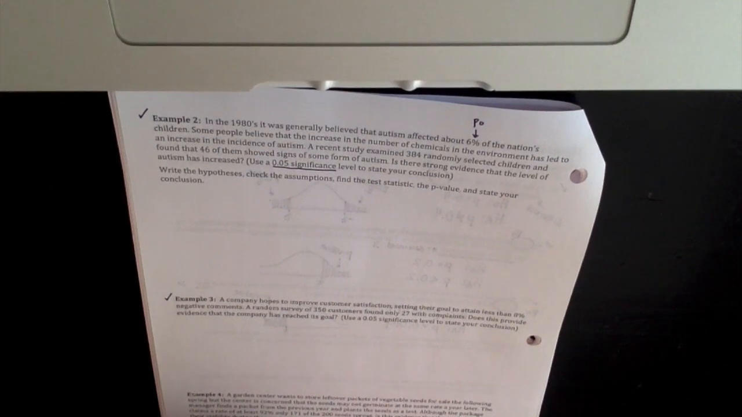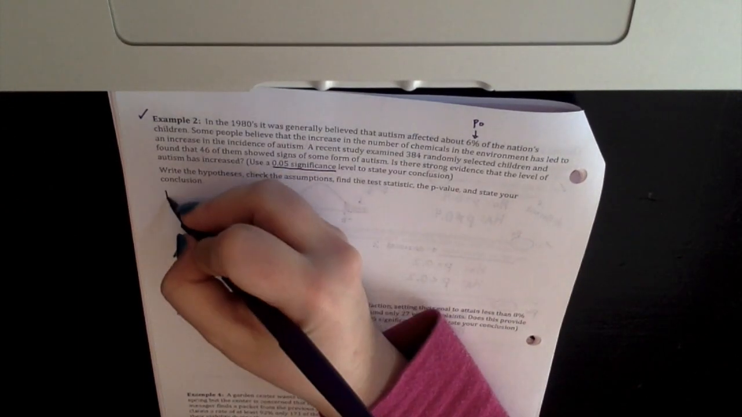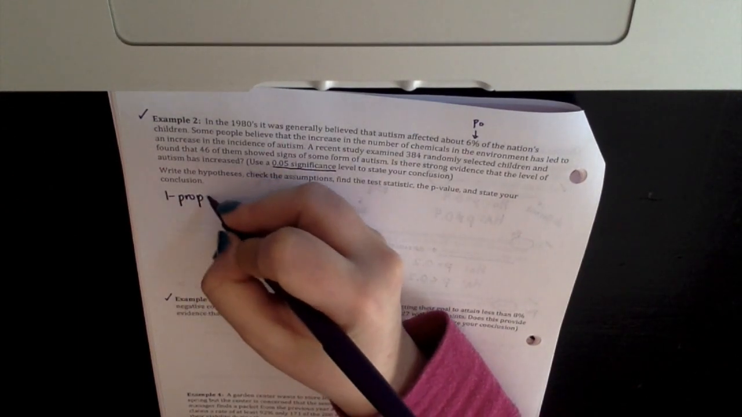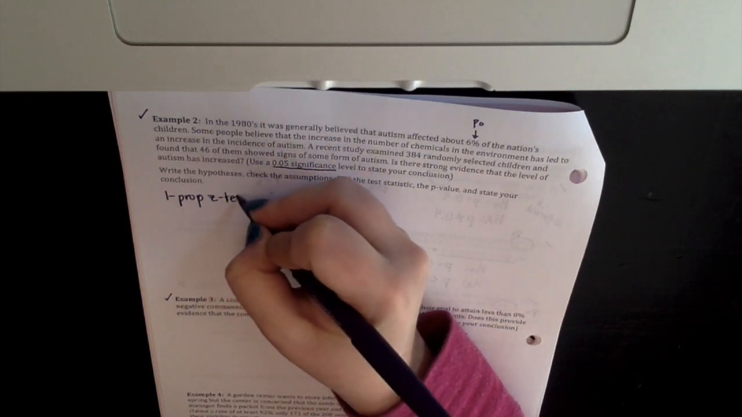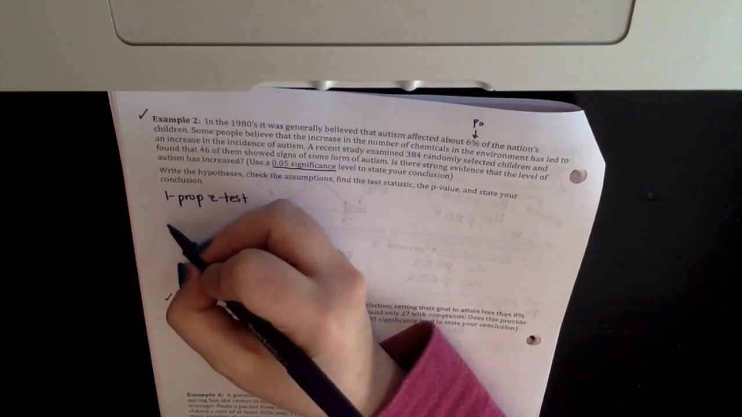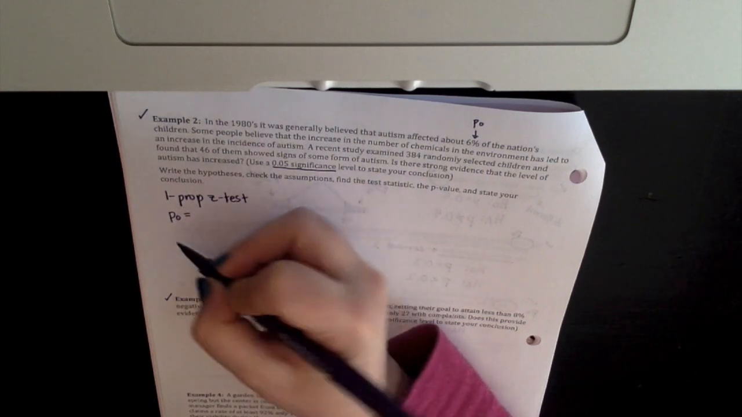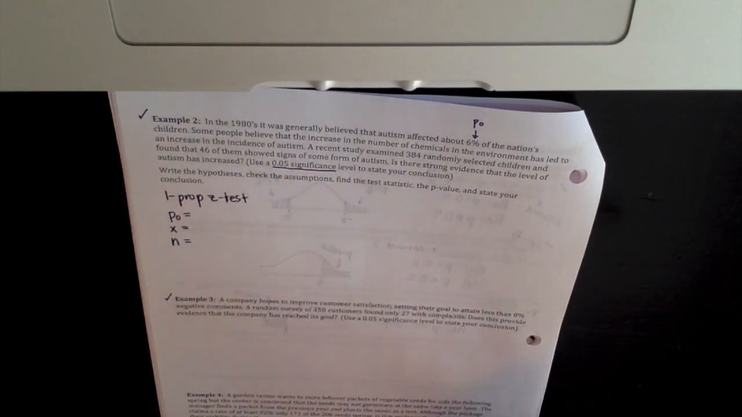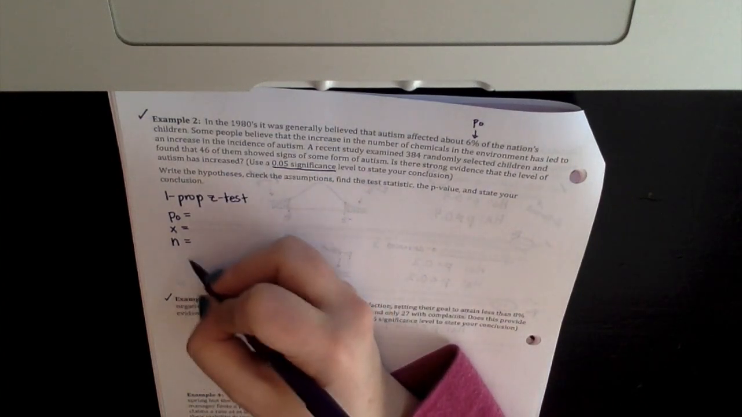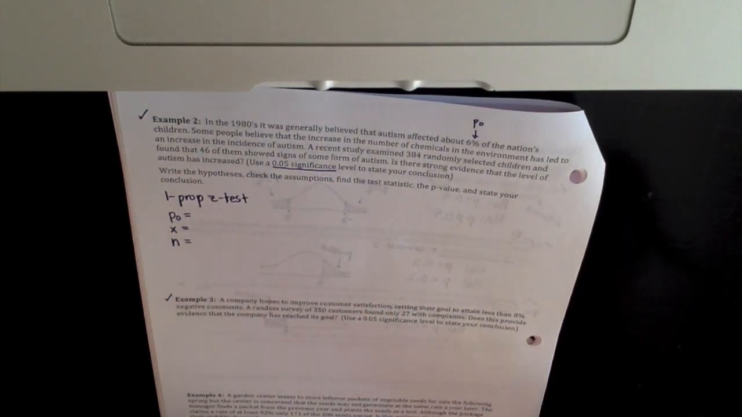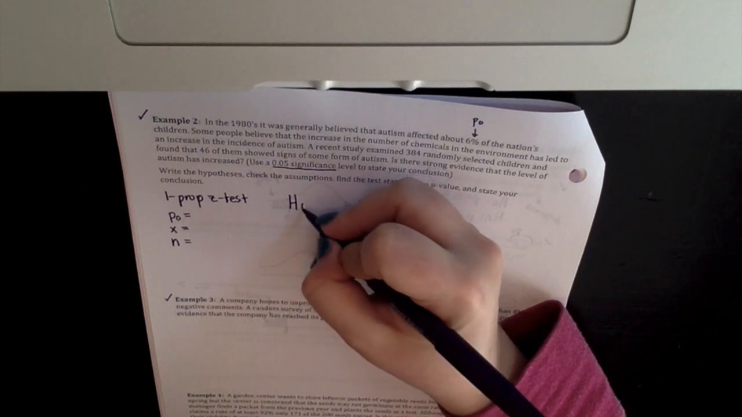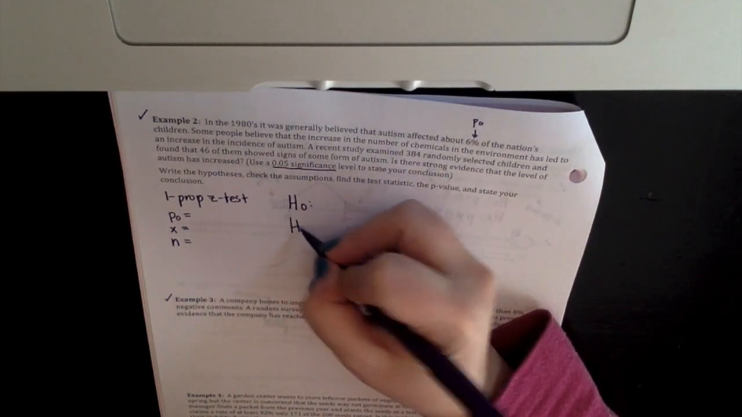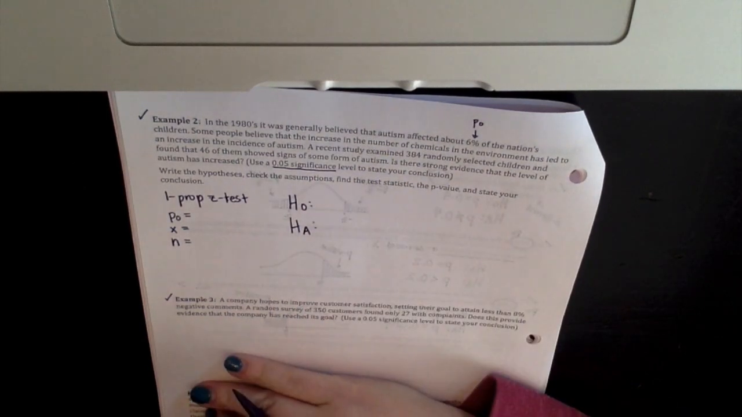So remember, if you go back to the notes, the 1 prop Z test requires the following information. We need to know the population proportion, the number of people who said yes, the number of people surveyed, and then below we'll have to write the direction of the alternative hypothesis. So we're going to need all that information as well as hypotheses.